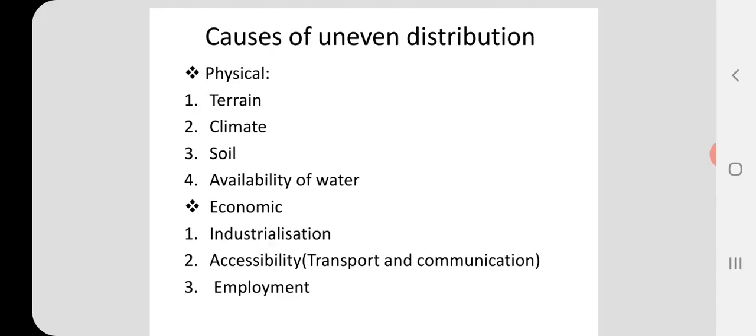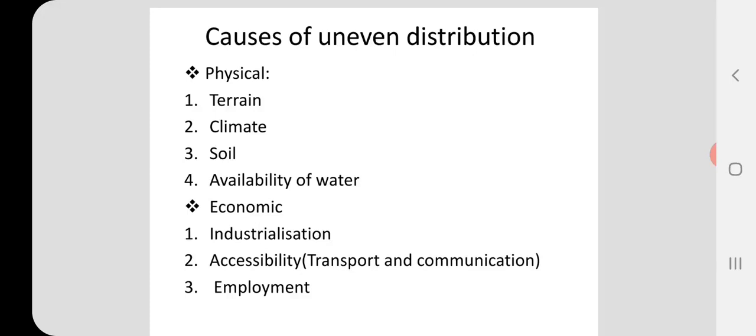In the hilly areas and in the desert areas, there is very minimum population. Very few people live in those areas, as there is very little accessibility and there are other obstacles. In the plain areas, more people concentrate and live. So population density is also high in the plain areas.